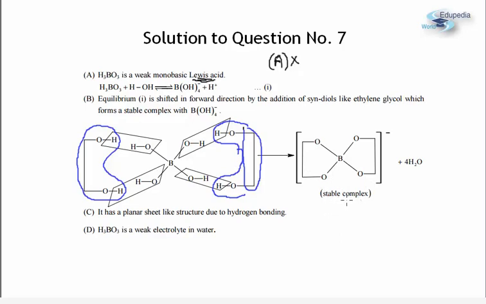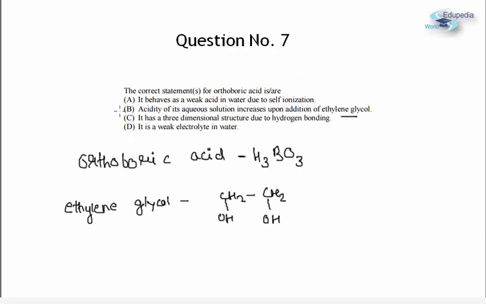Now this is a very stable complex, due to which this equilibrium is shifted in the forward direction. And as this equilibrium is shifted in the forward direction, that means as this B(OH)4 minus is consumed, we will get more and more of H+. As a matter of fact, titrations of boric acid are always carried out in presence of ethylene glycol, which is simply a diol. So again, going back to the question, B is going to be my answer, A is not going to be my answer.